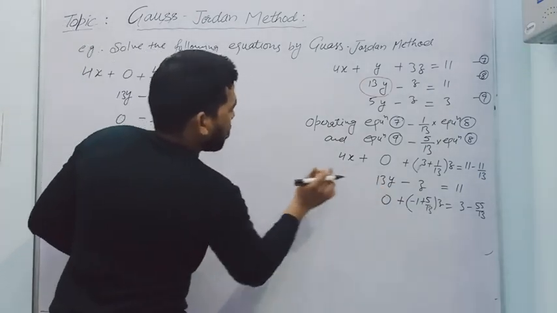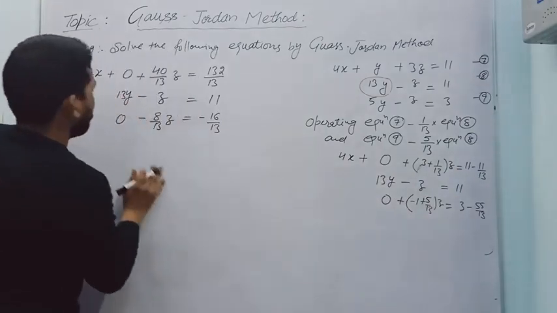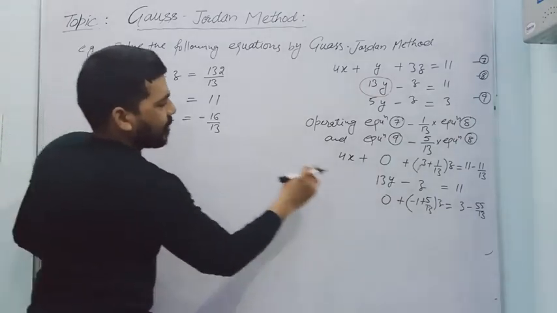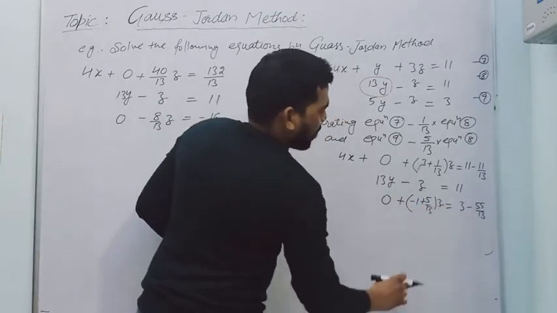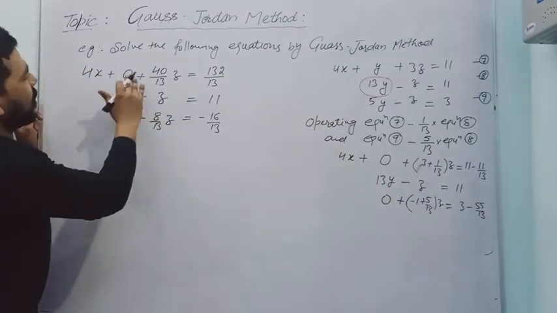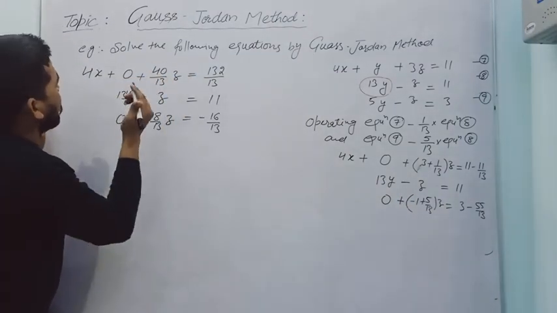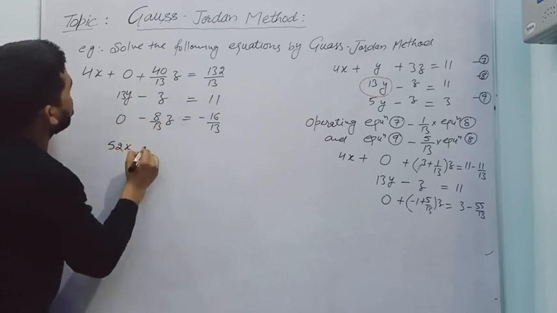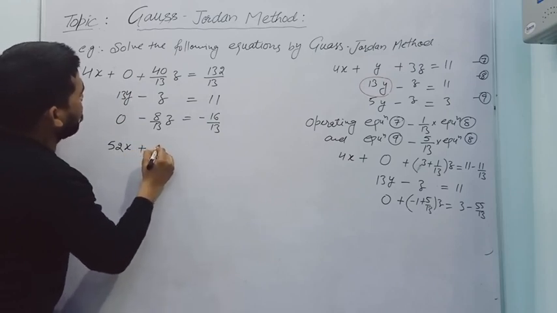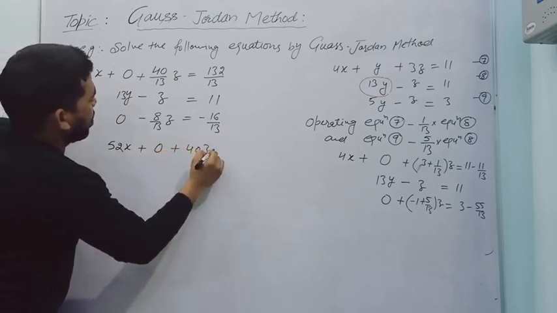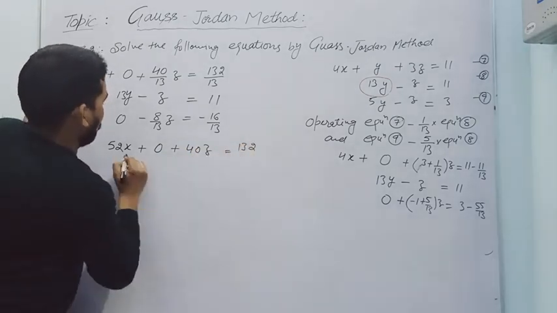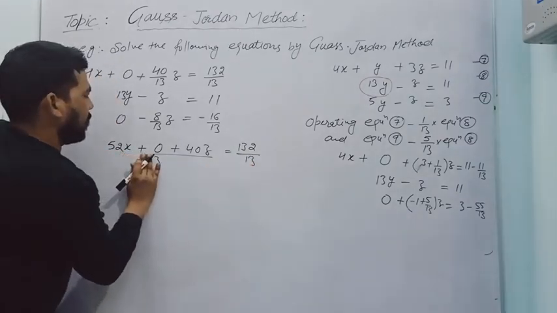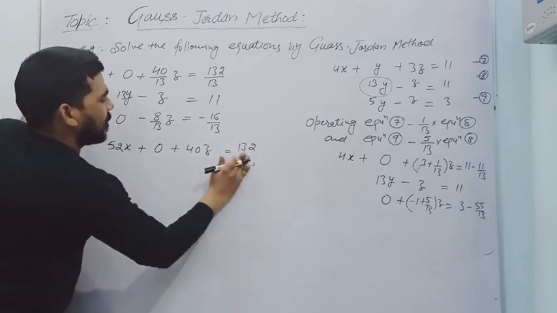Now the second one will be same. 13y minus z will be equal to 11, and the equation number 9 will be 0 plus minus 13 plus 5 minus 8 by 13, z is equal to 39 minus 55, that will be minus 16 by 13. Okay, so when I solve this one, just take the LCM, that is 13, and that will be 52x plus 0, that will be 40z, and that will be 132 by 13. So both sides is 13 here, I cancel out this thing. So I am not writing this 13 over here, right?